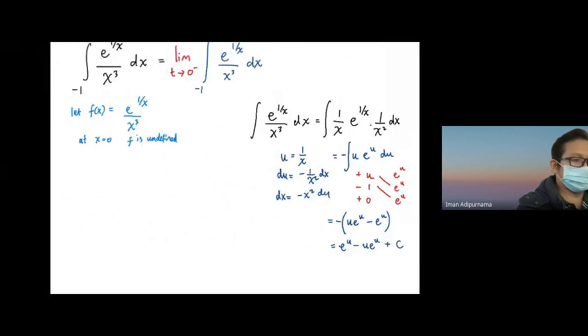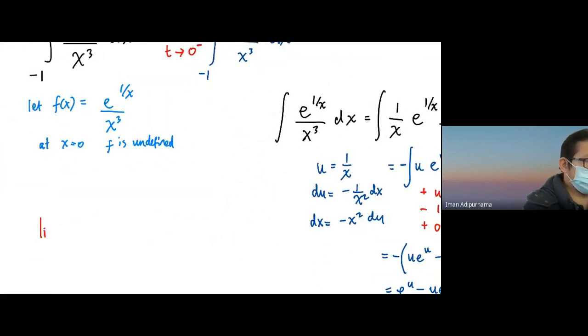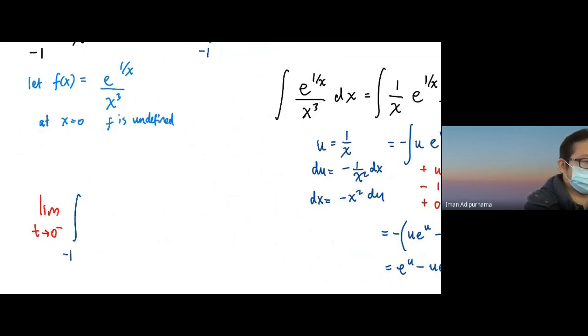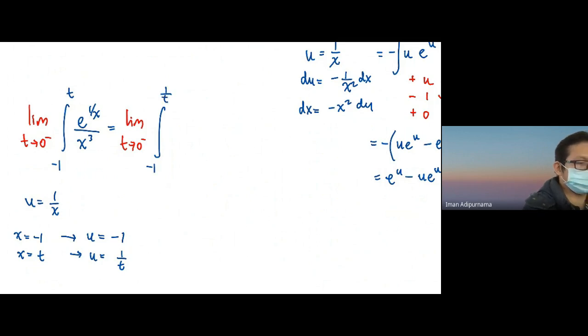Okay, now to solve this, maybe I will write here the limit as t approaching zero from the negative. Let me write the whole thing, from negative 1 to t of e^(1/x) over x cubed. We can write this still, and we can exchange the endpoints. Let's write in terms of u. So if u is 1 over x, when x is negative 1, u is negative 1, right? And when x is t, then u will be 1 over t. So we can exchange with negative 1 and 1 over t.